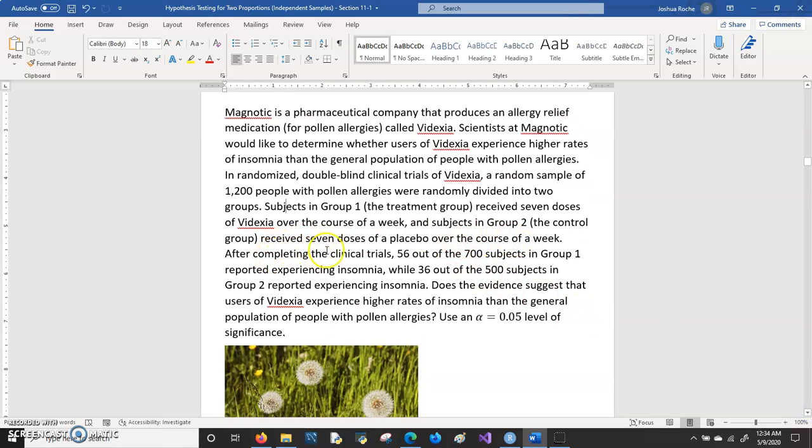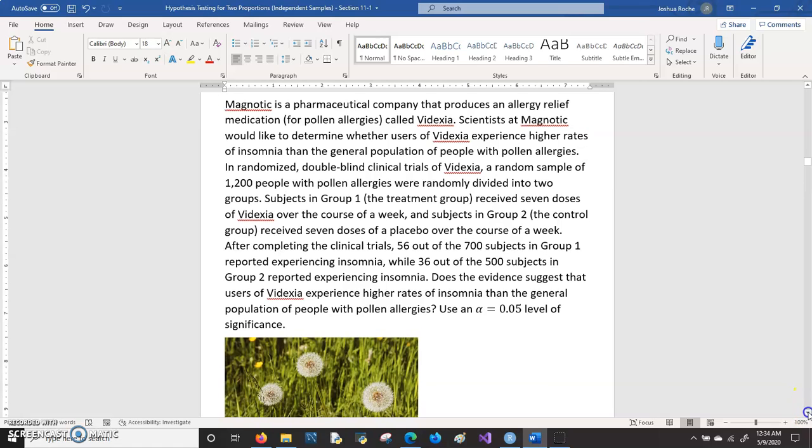After completing the clinical trials, 56 out of the 700 subjects in Group 1 reported experiencing insomnia, while 36 out of the 500 subjects in Group 2 reported experiencing insomnia. Thus, the evidence suggests that users of Videxia experience higher rates of insomnia than the general population of people with pollen allergies. Use an alpha equal to 0.05 level of significance.